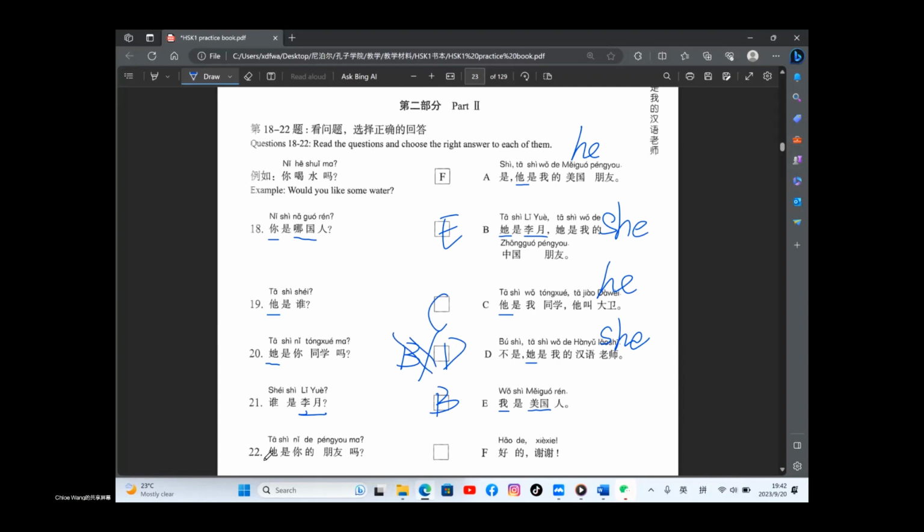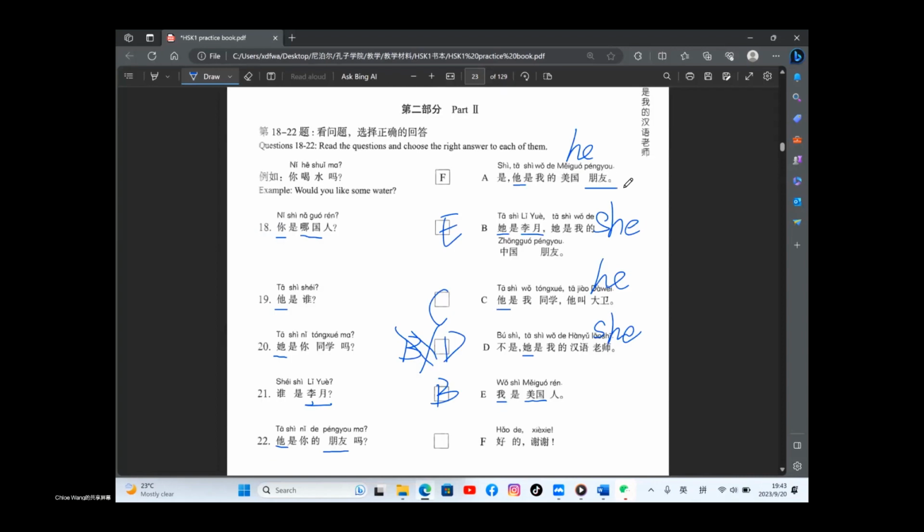Last one, 22. 他是你的朋友吗? Is he, sorry, the subject is he, your friend? And we just have one left, right? And this one, the subject is he. The question is asking about something about 朋友, friend. And the answer also has 朋友. So we choose A.